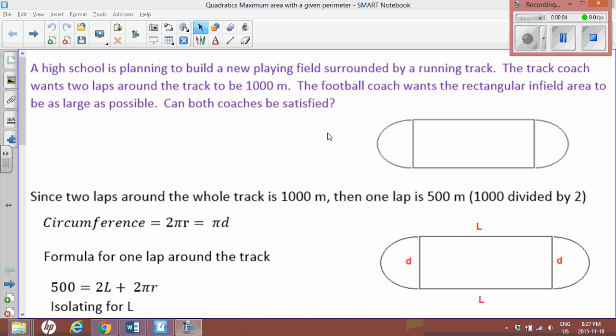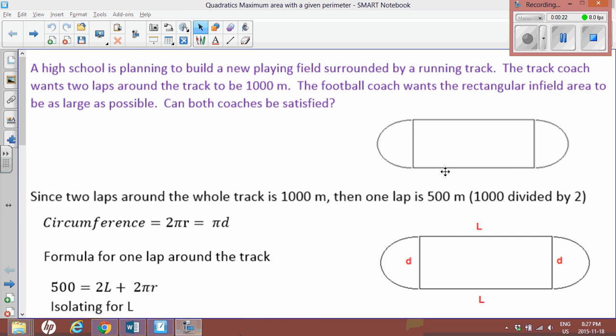Okay, I'm going to solve the following word problem. A high school is planning to build a new playing field surrounded by a running track. The track coach wants 2 laps around the track to be 1,000 meters. The football coach wants the rectangular infield to be as large as possible. Can both coaches be satisfied?